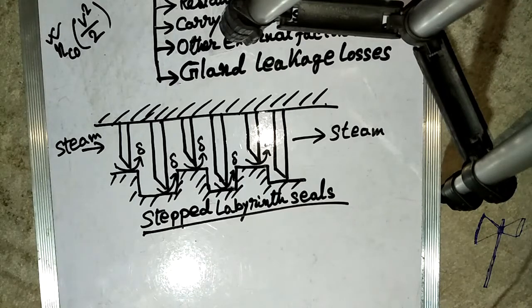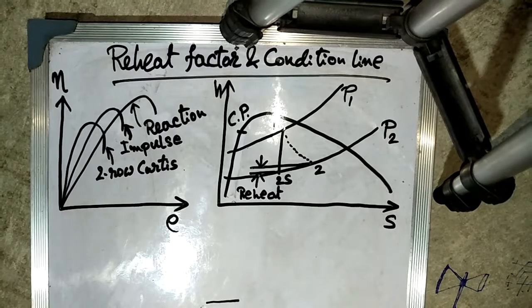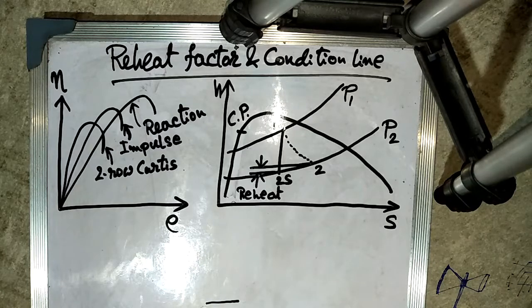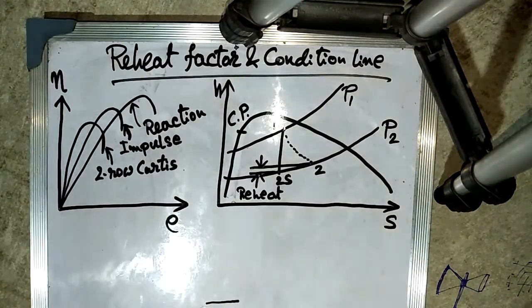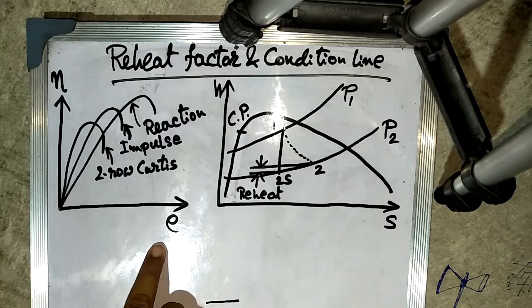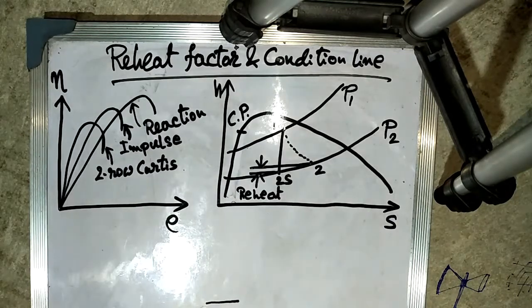Now we are going to learn about the reheat factor and condition line. So as shown in this figure, the typical stage efficiency of simple impulse, Curtis and the reaction stages, which demonstrate the variations of the blade efficiency versus the velocity ratio graph.